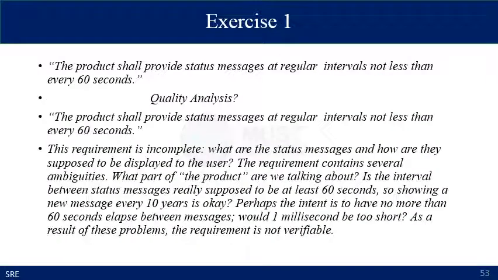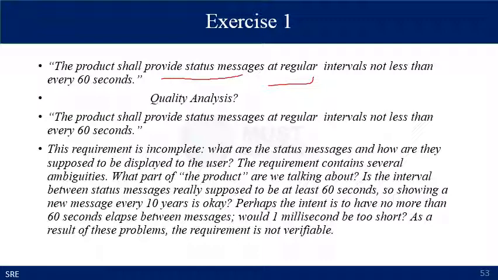Here are some examples done for you to check that the requirements conform to the characteristics of requirement statements. In the first example, the requirement specifies that the product shall provide status messages at regular intervals not less than 60 seconds. Here you can provide a quality analysis, and you find that the requirement is incomplete because you are not sure what the status messages are and how they are supposed to be displayed to the user. The requirement also contains another ambiguous word, regular. You are not sure how often within the 60 seconds.